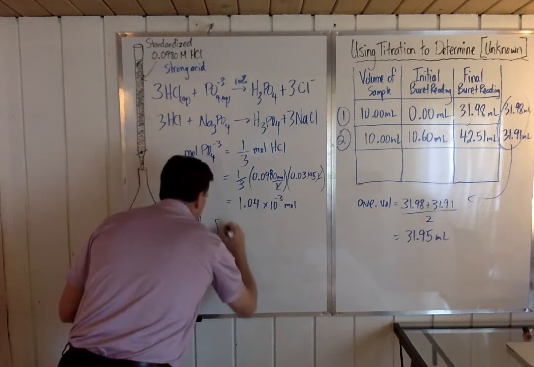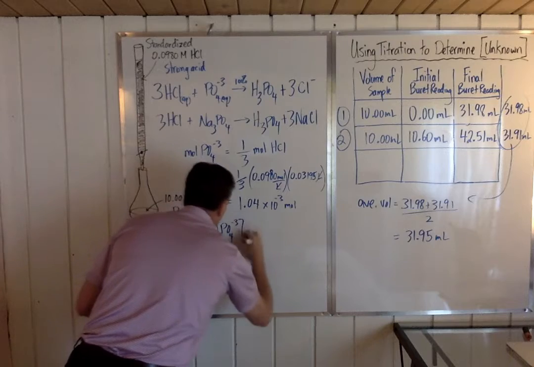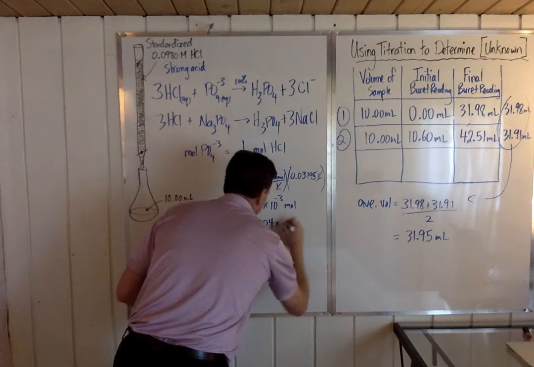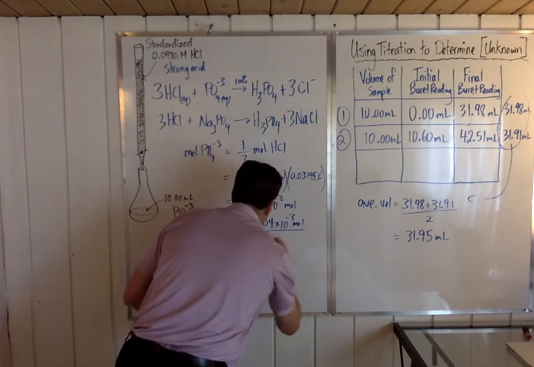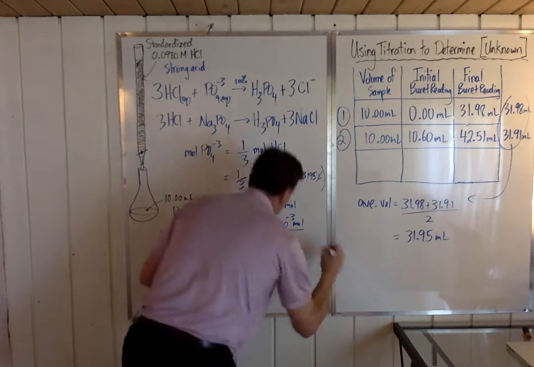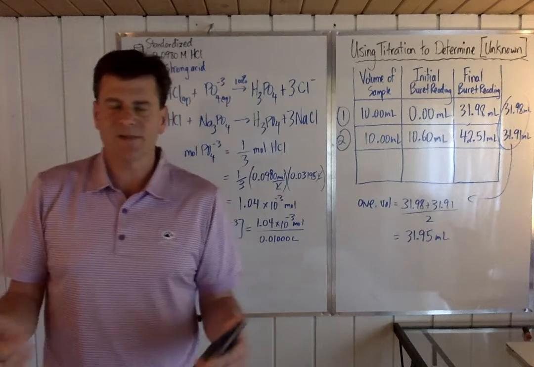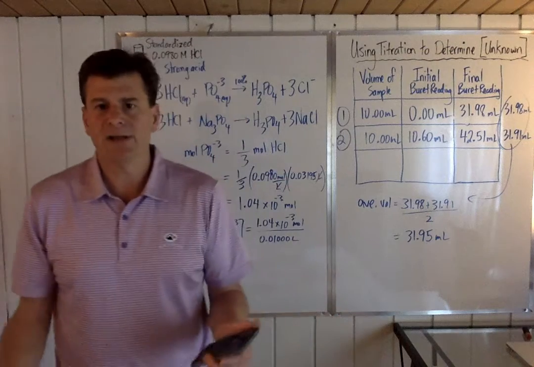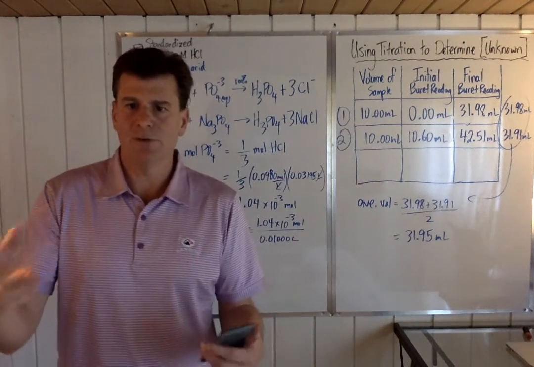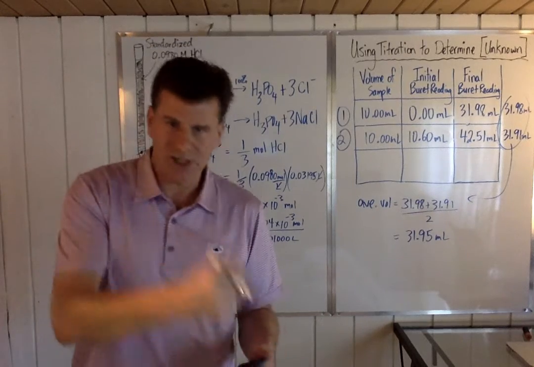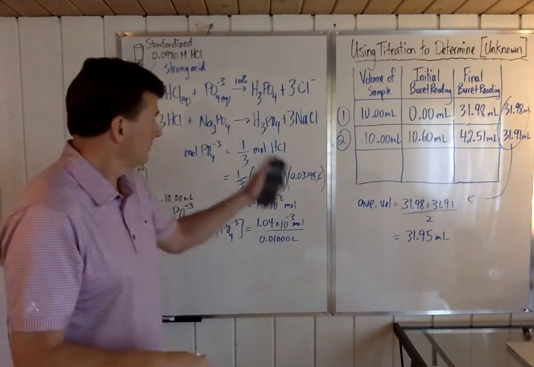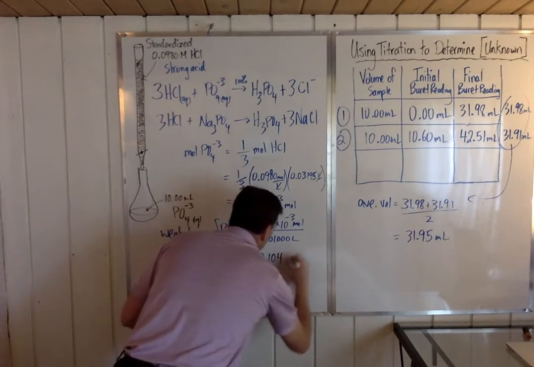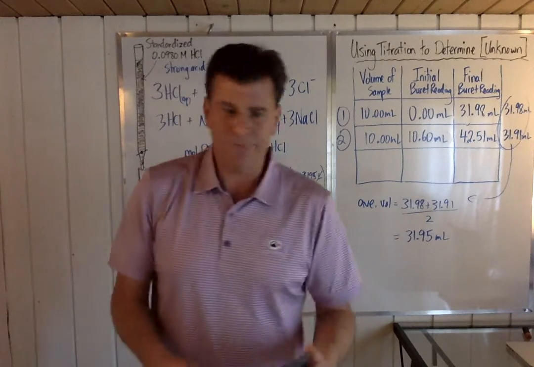So the concentration of the PO4 solution would then be the moles divided by the volume, which is pretty straightforward. Again, be careful, right? Don't make a silly mistake by dividing by the weird volume. Don't divide by that volume. Don't divide by the two of them combined. It's the volume of the sample. This is how many moles of PO4 you had in the sample you originally took with a pipette. So it's a 10 milliliter sample. So that's going to be 0.104 molar PO4 negative 3.